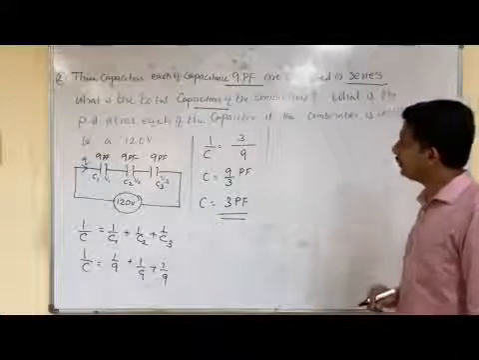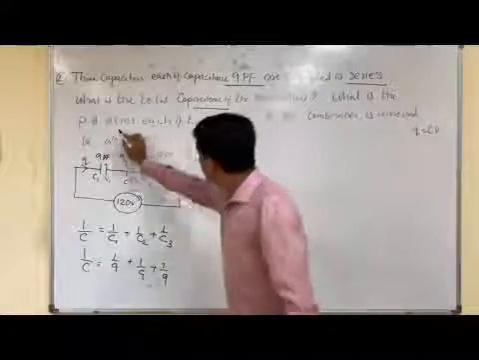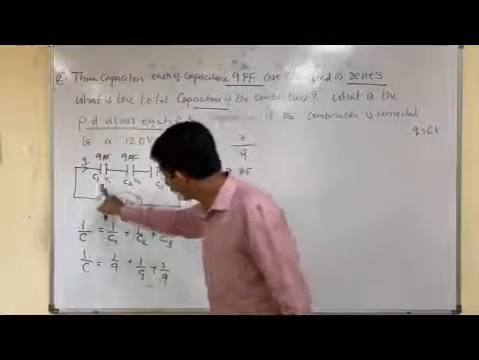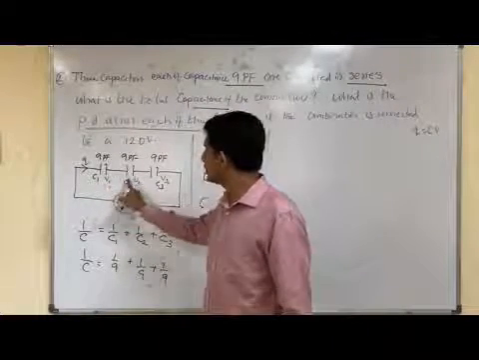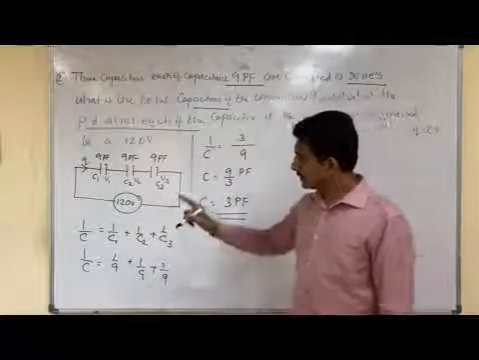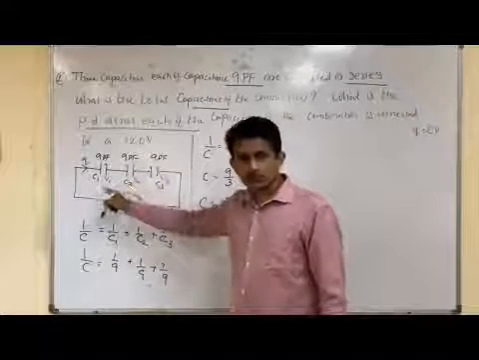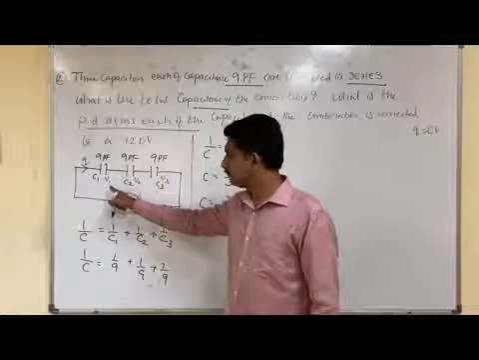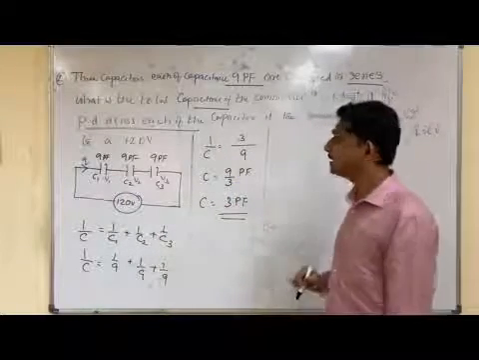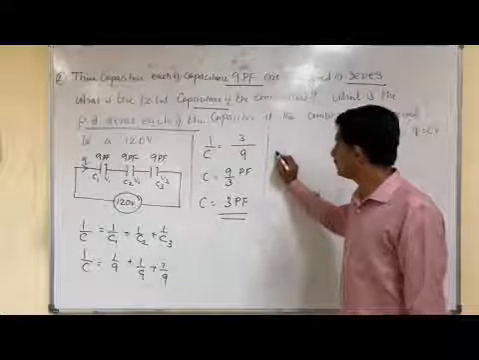Now we are going to calculate the second part of this question: what is the potential difference across each of these capacitors? That means V1, V2 and V3. As you know, when capacitors are connected in series, the charge flowing through each capacitor is the same, but the voltage across each capacitor is different. So we are going to calculate V1, V2 and V3.